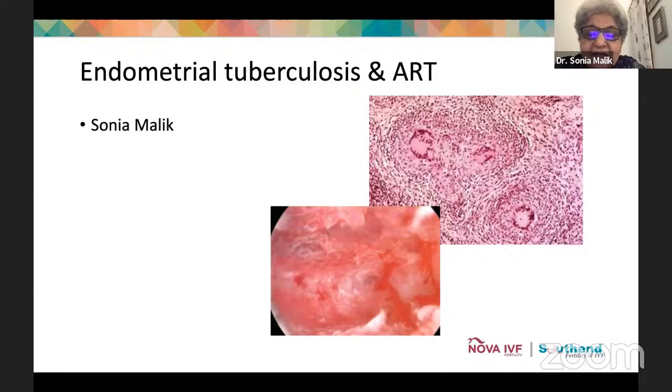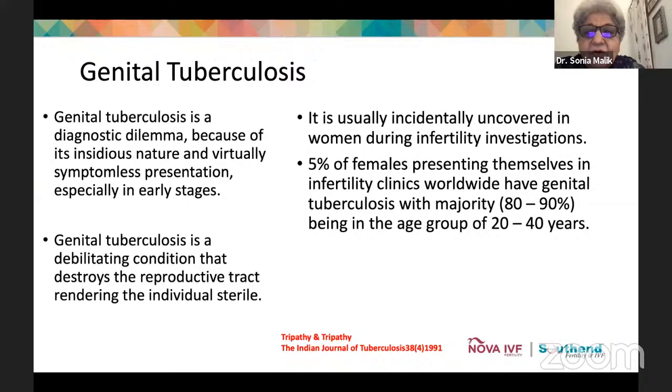Dr. Nalini has referred to this in her talk also. We all know a lot about genital tuberculosis now than what we did a couple of years ago. We all know that it is an insidious disease, especially when it is present in the uterus, and it is incidentally uncovered while we are looking at the endometrium in infertility patients. It is basically in 5% of all infertility patients. That is what has been reported.